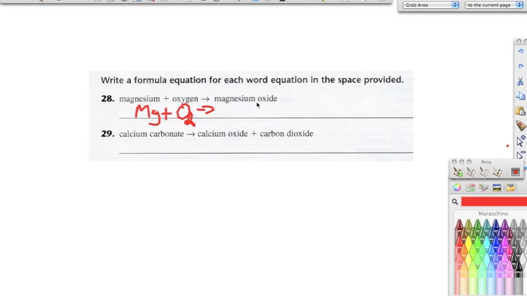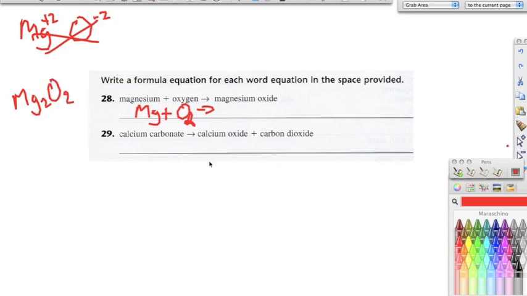Anytime we write a compound, we have to crisscross. So we'll have magnesium, which is Mg, bonding to oxygen, which is O. Magnesium has a +2 oxidation number because it's in group 2. And oxygen has a -2 because it's in group 16. So we crisscross and we get Mg2O2, which reduces down to MgO. Now it doesn't ask us to balance it, so we're not going to balance it here.